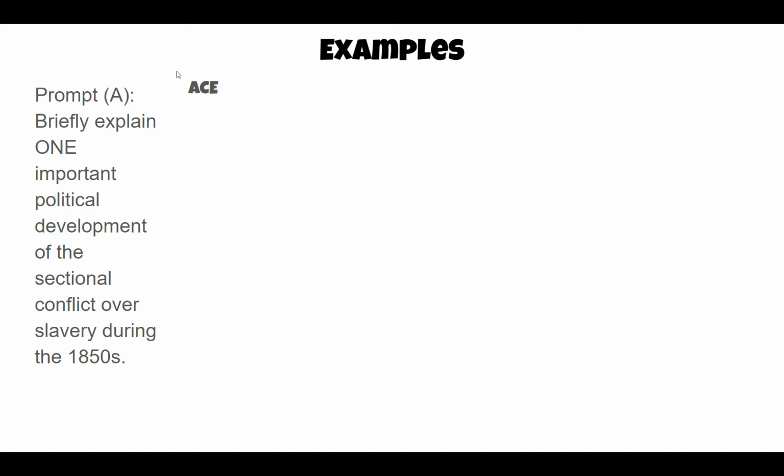I would use the ACE method just for letter A. Okay, don't get this confused with the A meaning prompt A. No, ACE would apply to A, B, and C. In this case, I only have A here. All right, so let's go ahead and answer this question.